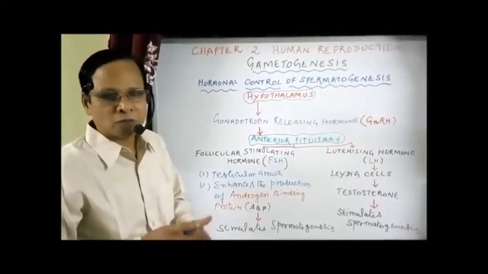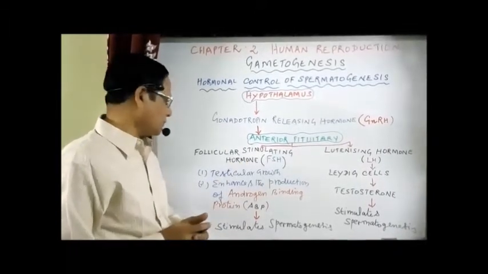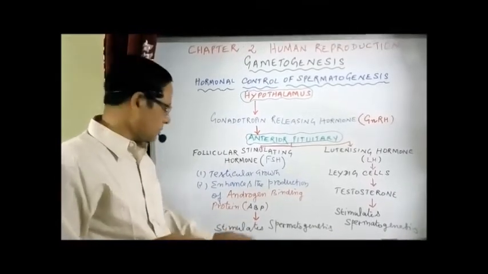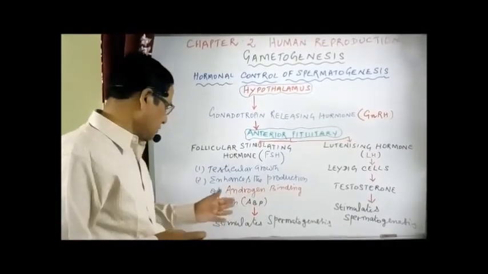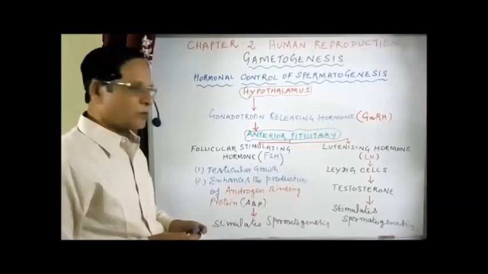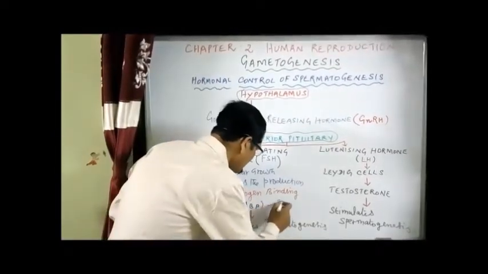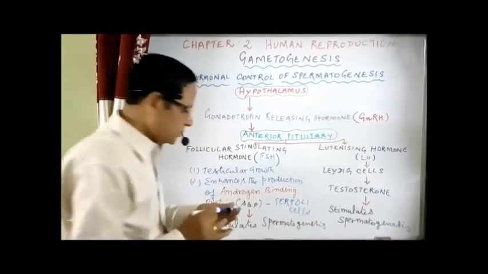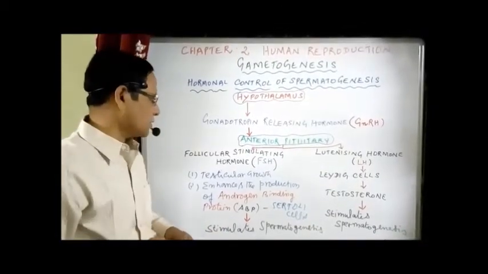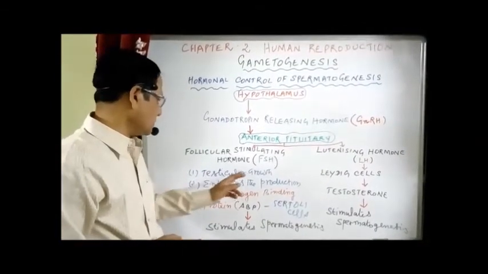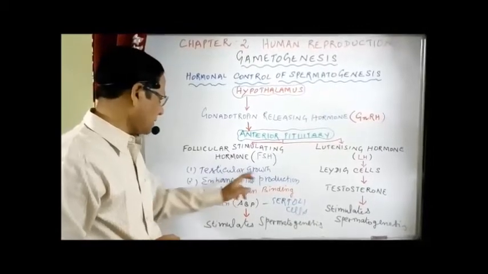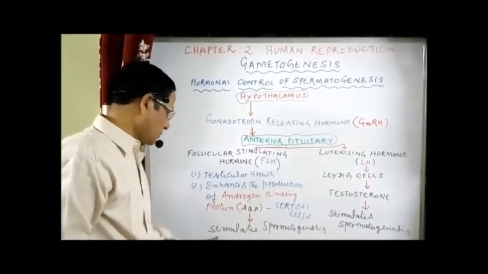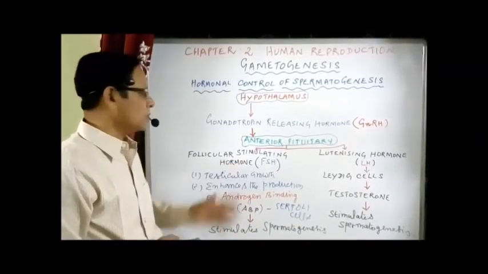At the same time, it also enhances the production of one protein, androgen binding protein, simply called ABP, by the Sertoli cells. Androgen binding protein is normally produced by the Sertoli cells, the nurse cells, which in turn stimulate the process of spermatogenesis. So, testicular growth, and enhancing the production of androgen binding protein by the Sertoli cells, which in turn stimulates spermatogenesis. This is one hormone.